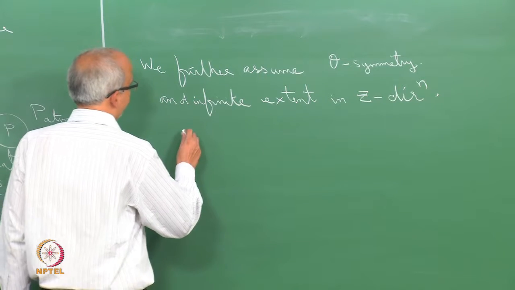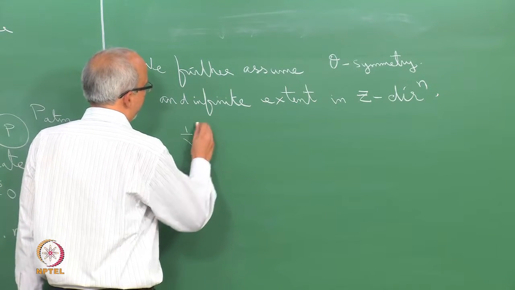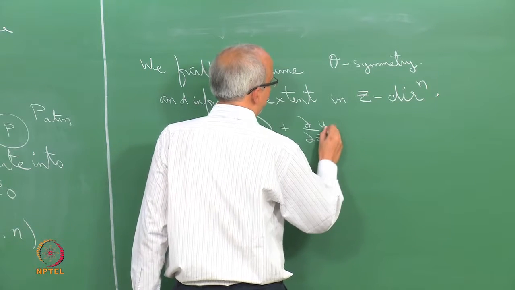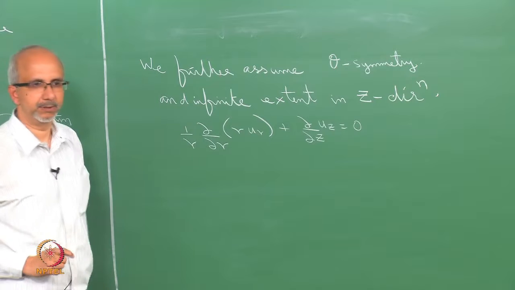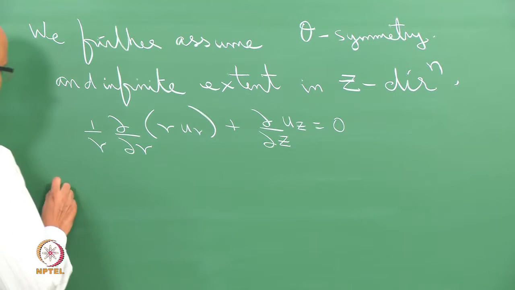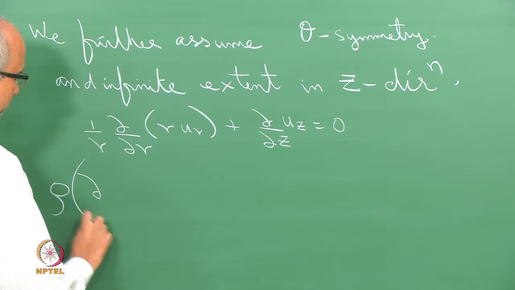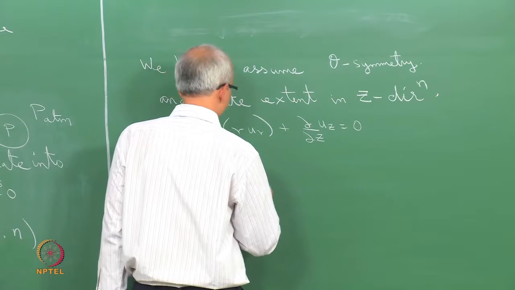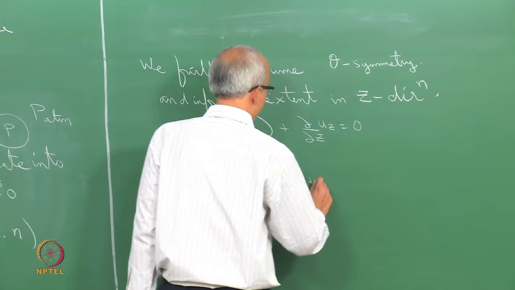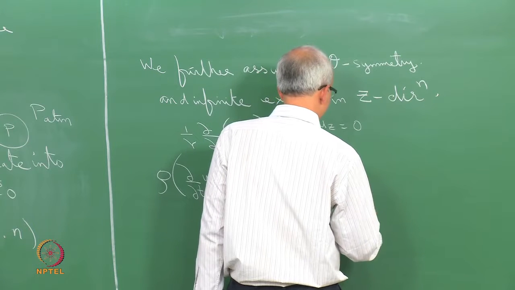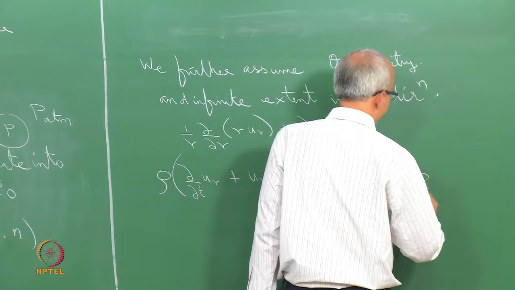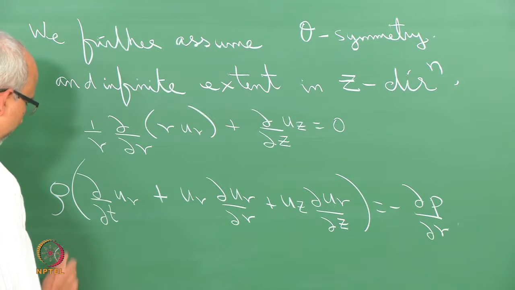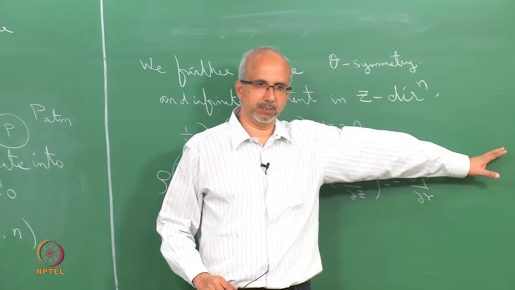So we write the equation of continuity, which is 1 by r d by dr of r ur. Under these assumptions, this becomes this plus d by dz of uz equals 0. That's my equation of continuity. And then I have rho d by dt of ur plus ur dur by dr plus uz dur by dz equals minus dp by dr. Okay. And then similarly I have the viscous term does not show up because I'm assuming it's inviscid.